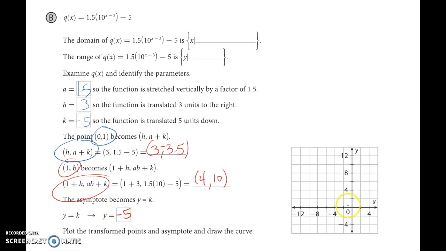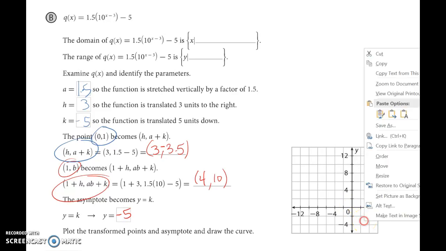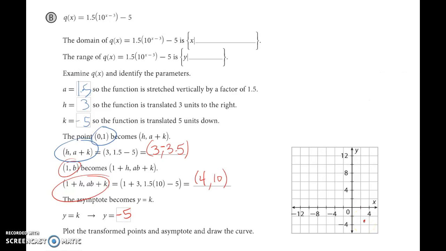So I'm going to go ahead and graph these. 3, negative 3.5, and 4, 10. My asymptote is at negative 5, so let me go ahead and draw that here. y equals negative 5. And I'm going to draw my curve. Let's see. I approach it, but I don't pass it, and then I go all the way up. So using the book's way, you're going to have to memorize these if you're going to do it this way.